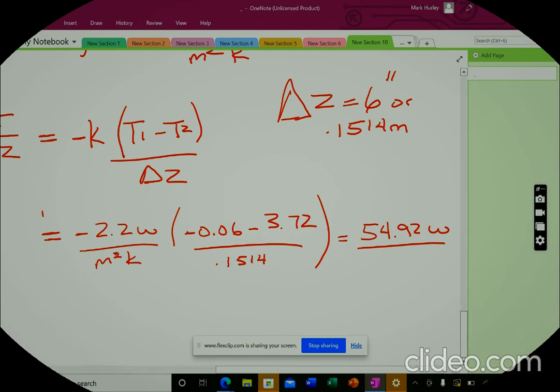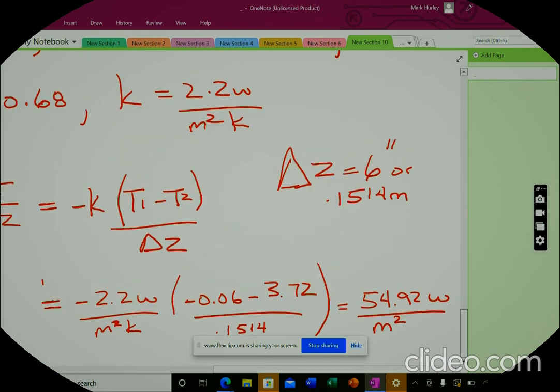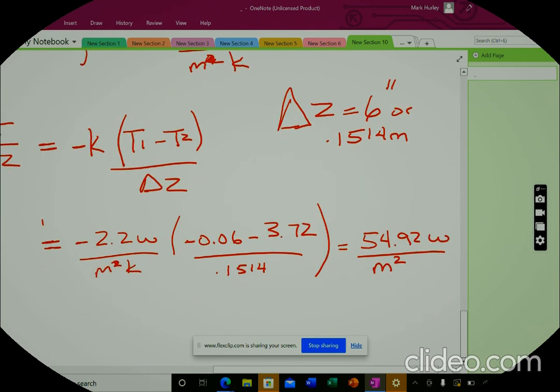I think this is watts per meter Kelvin, and this is going to be watts per meter squared. That's the actual formula. So thermal conductivity should be in watts per meter Kelvin. Now with this formula, it's about 55 watts per meter squared. That's the measurement of thermal conductivity.